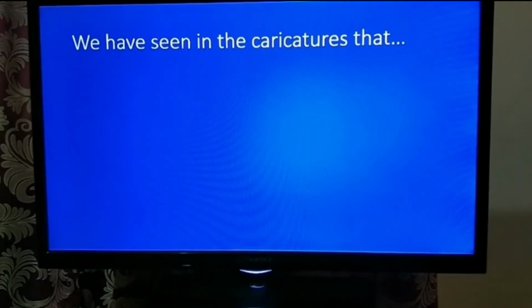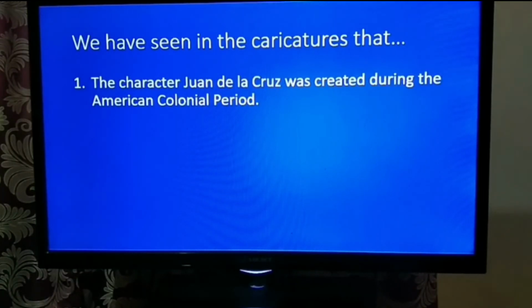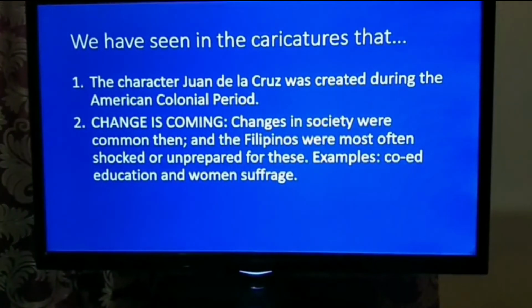We have seen that the character Juan de la Cruz was created during the American colonial period, and he's still alive up to now, a representation of the Filipino people. Number 2, we can see that change is coming. That's the theme of many caricatures during that time. Changes in society were very common back then.